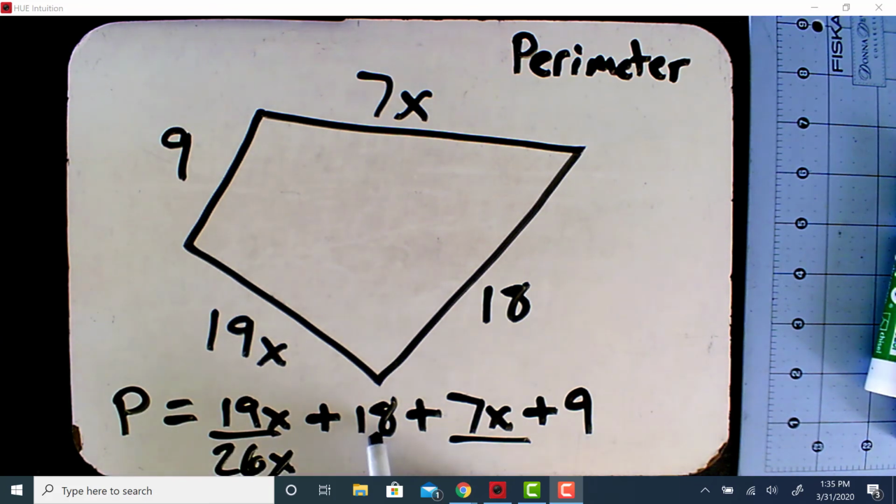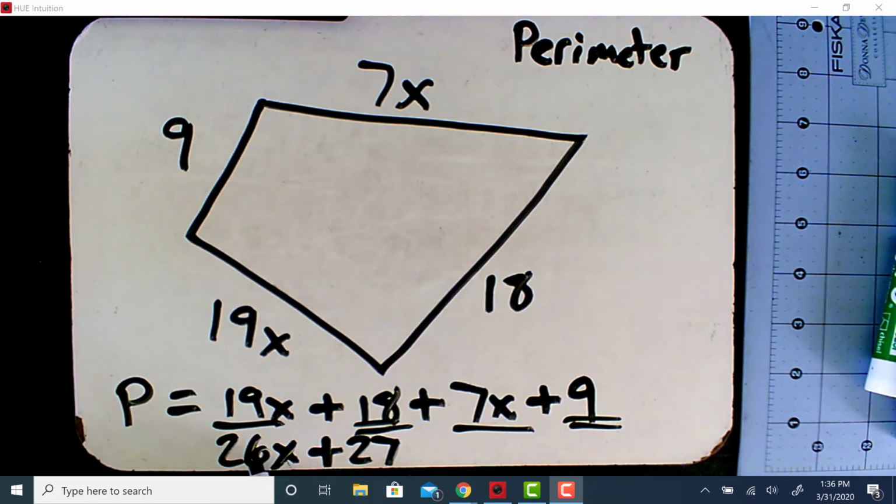And I've also got the constants 18 and 9. Those are like terms. 18 plus 9 would get me 27. So that would be a positive 27, so I would say plus 27. So my simplified expression for the perimeter would be 26x plus 27. And that would be the expression that can represent the perimeter of this quadrilateral.